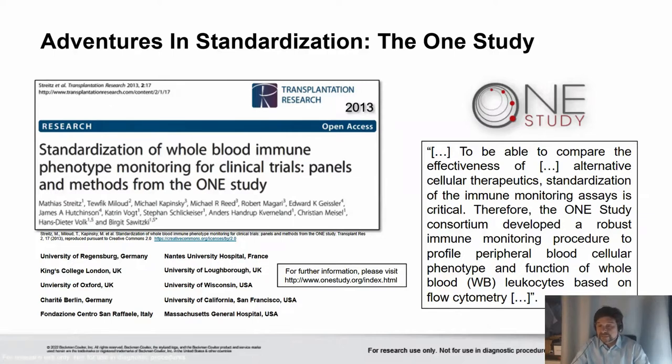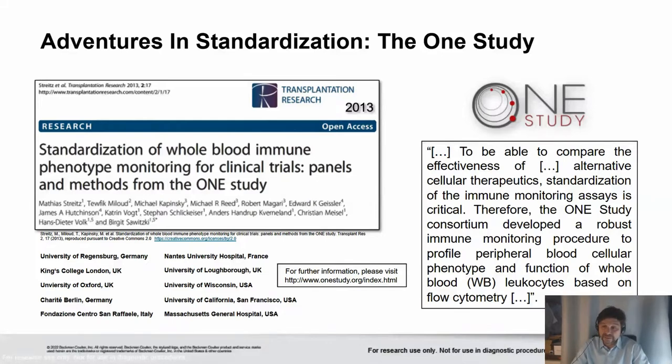So they stated in their method paper from 2013 that to be able to compare the effectiveness of alternative cellular therapeutics, the standardization of immune monitoring assays is critical. They absolutely recognized that the results between the different cellular approaches could only be compared if the immune monitoring assays were very well standardized.